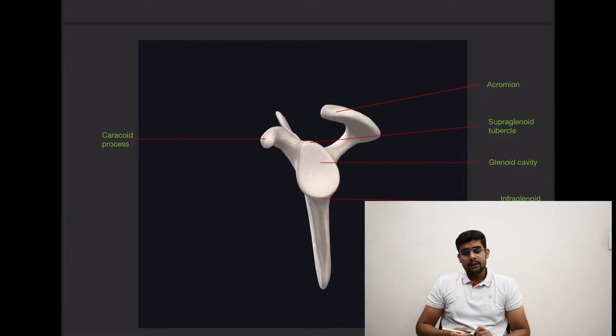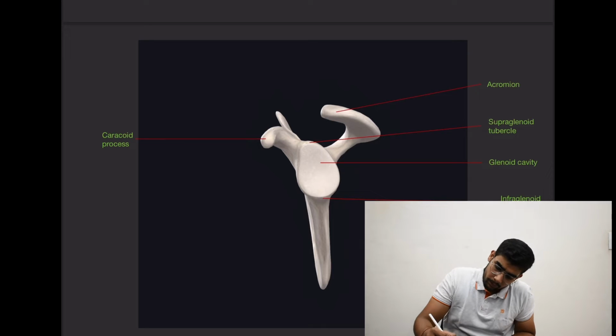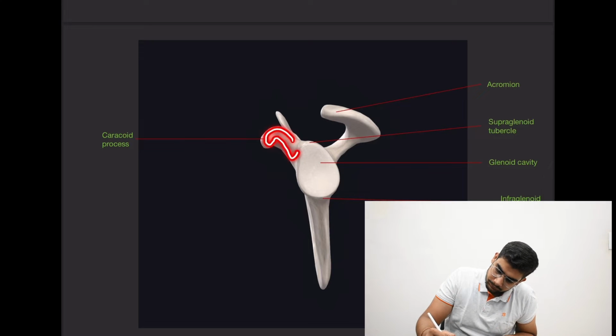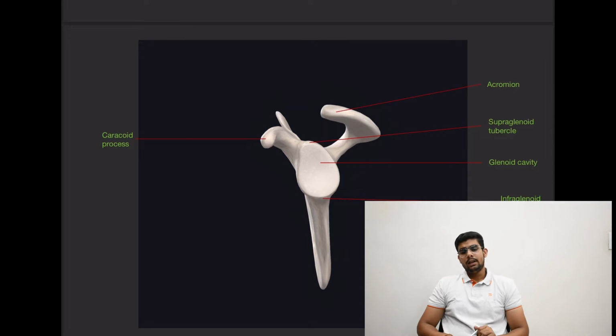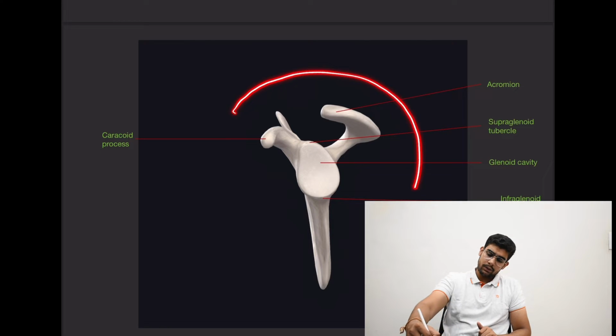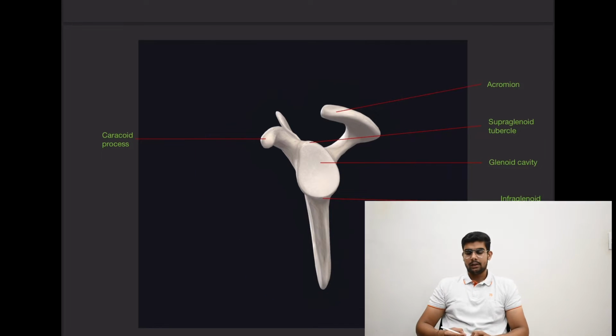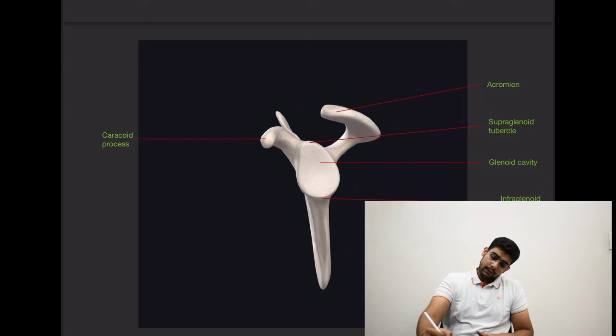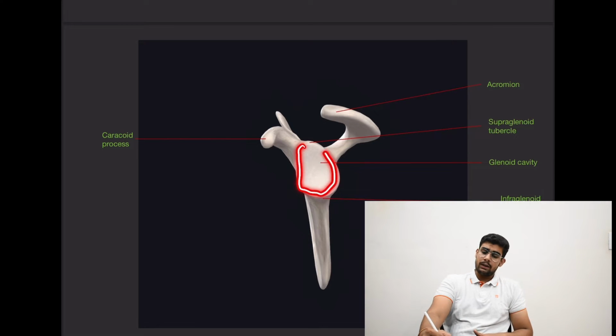Then it consists of coracoid process. Coracoid process is this process coming out of the scapula. All these structures help in articulation of scapula with the humerus. This joint is very important and does flexion, rotation, extension. The joint found here is a ball and socket joint.